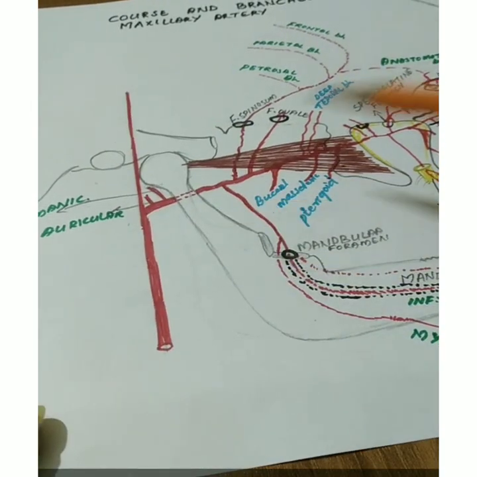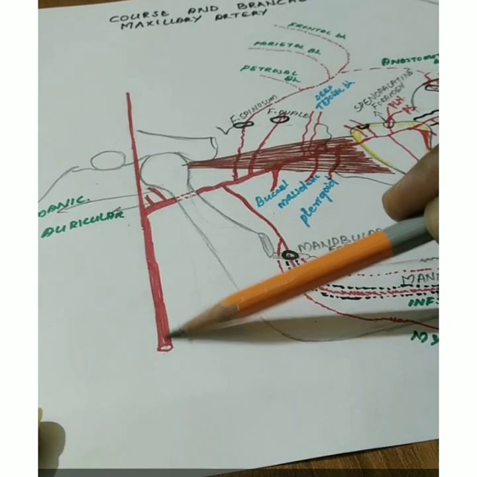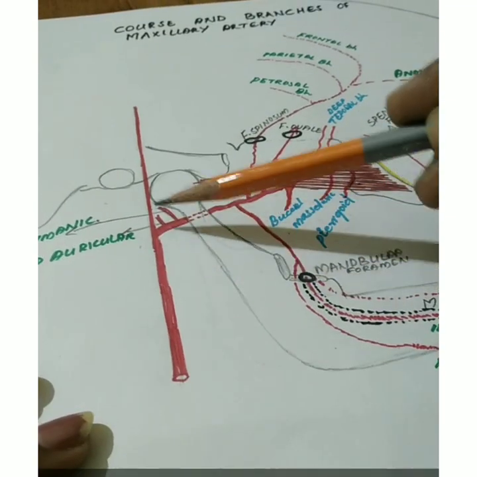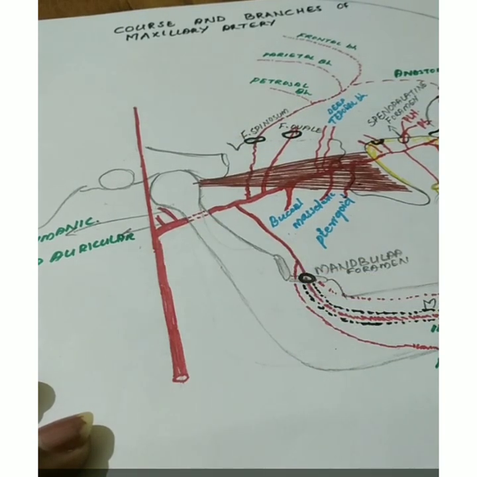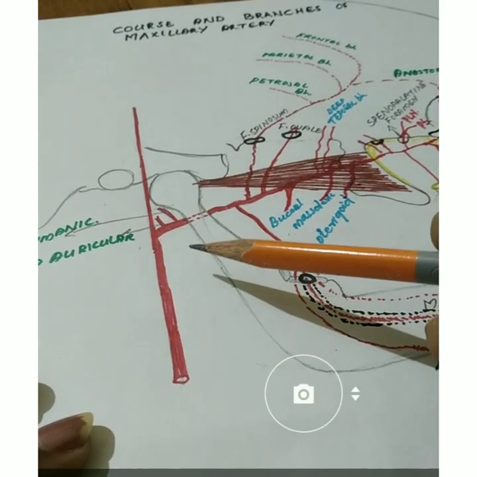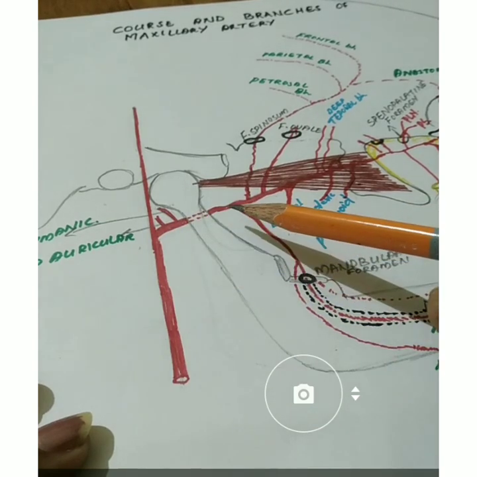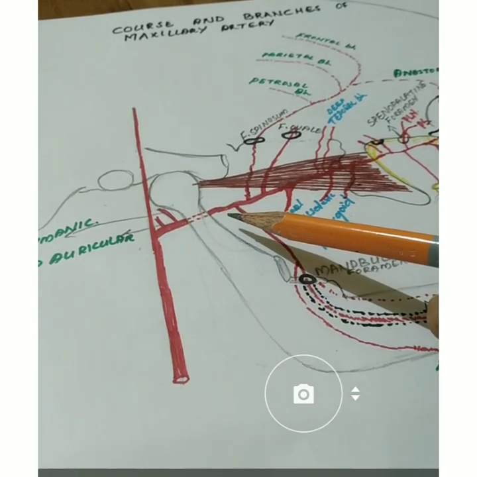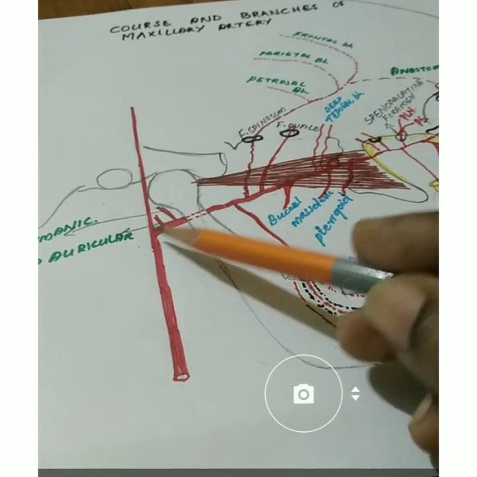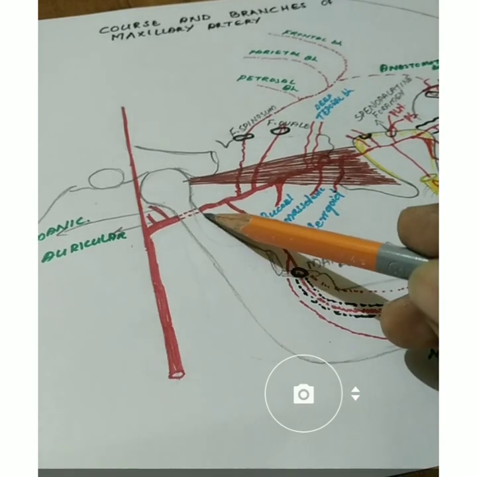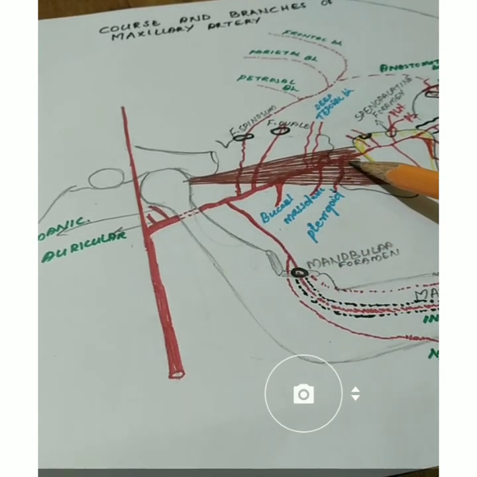First of all, this is the external carotid artery. It terminates by the superficial temporal and the maxillary artery, and the maxillary artery is the larger terminal branch of the external carotid artery, and it is given off behind the neck of the mandible. It divides into three parts: first part, second part, and third part.